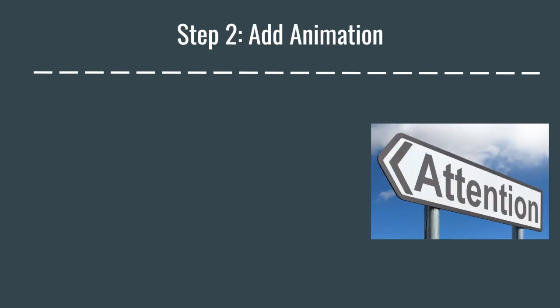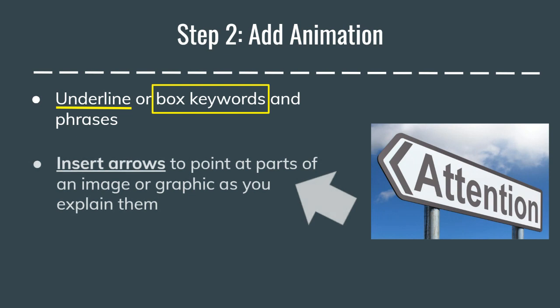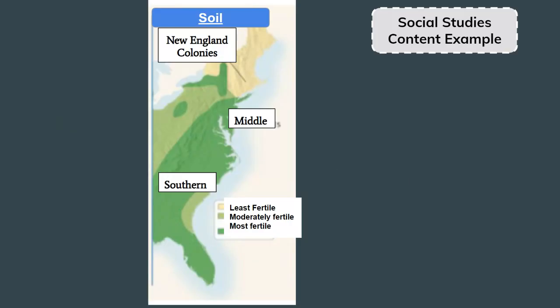So the second step is adding animation. This is where we get really intentional in thinking about that cueing and signaling of information so that students are following along with our explanations. So this includes underlining or boxing keywords or phrases, inserting arrows to point to parts of an image or a graphic as we're explaining them, and then to animate bulleted information so it appears as you're talking about it. That way your students are following along with your explanation.